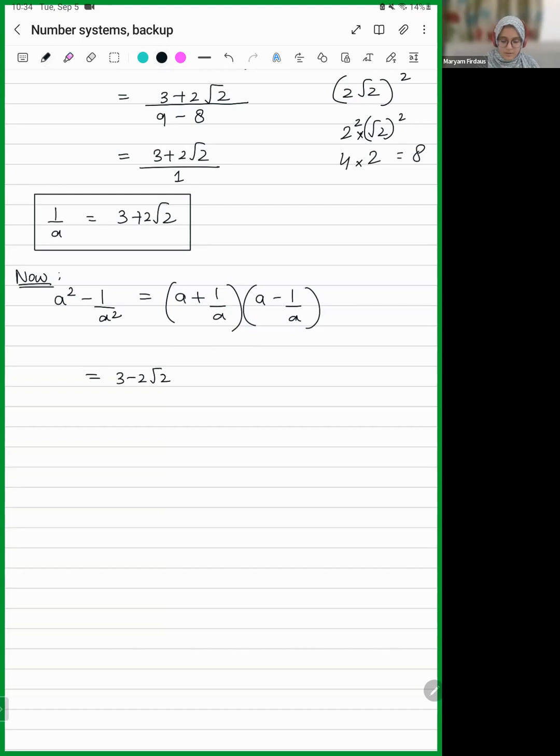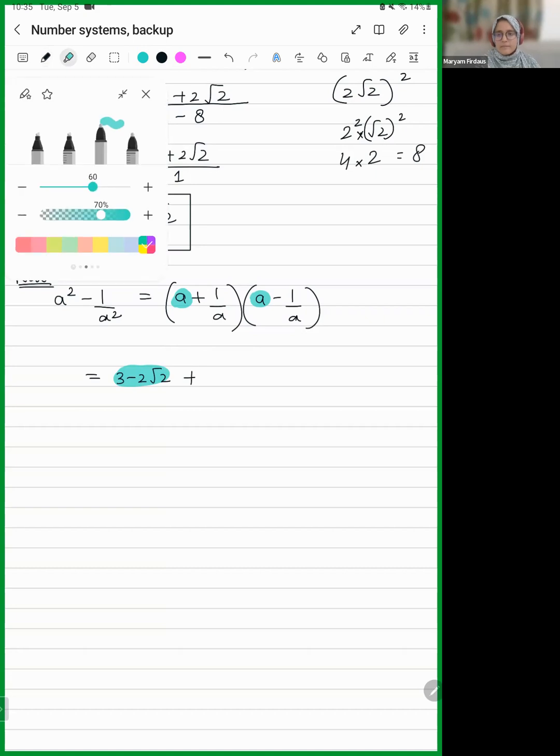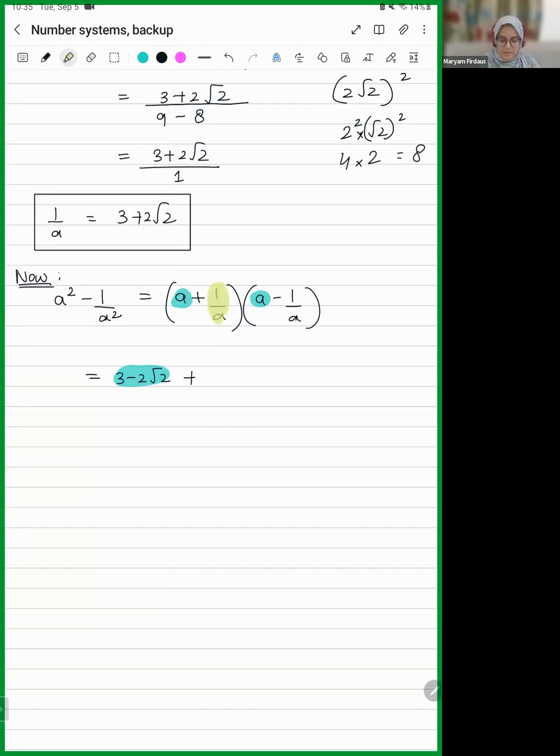This is our A plus, what is 1 by A? Well, let's see. So 1 by A is this 3 plus 2 root 2. Okay. So this is our 1 by A.